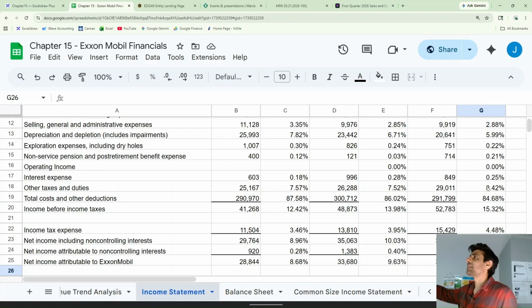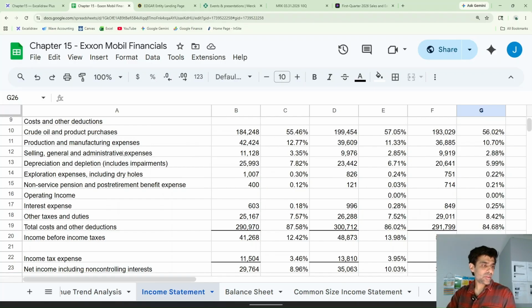Okay, we can't really tell that just from this. We have to understand more about the context of the industry, ExxonMobil's business in more detail, what investments they've been making, where they're spending money, how they stack up against their peers. Like, is their SG&A 3.35%?